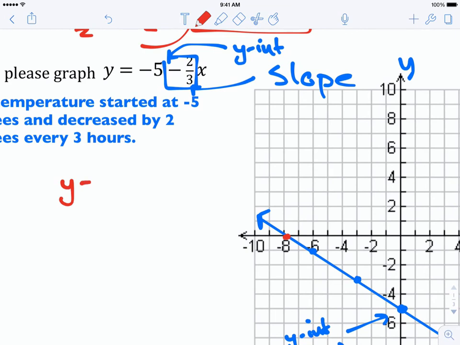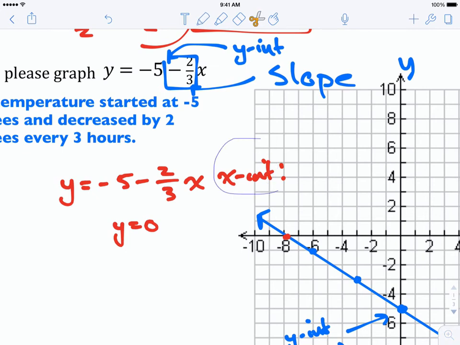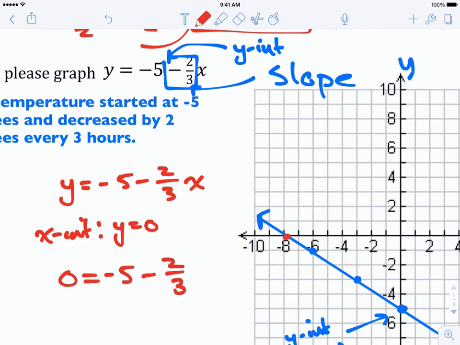So we've got our original equation, y equals negative 5 minus 2/3 times x. We are looking for our x-intercept, so we're going to set y equal to 0. Just for the reader's sake, I'm going to make it pretty clear what's going on. We're finding the x-intercept, setting y equal to 0. 0 equals negative 5 minus 2/3 times x.